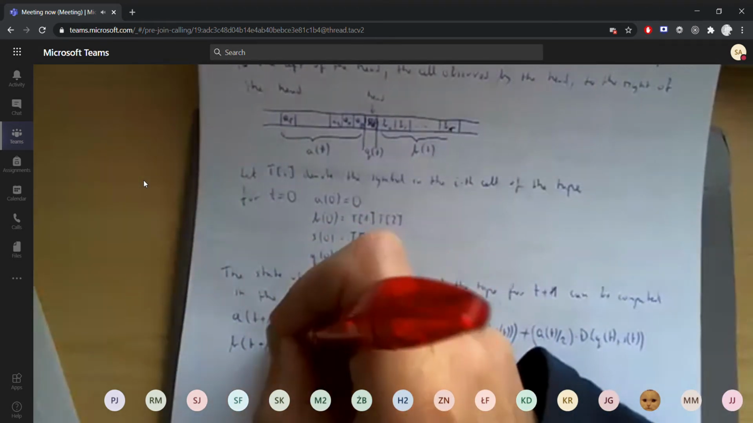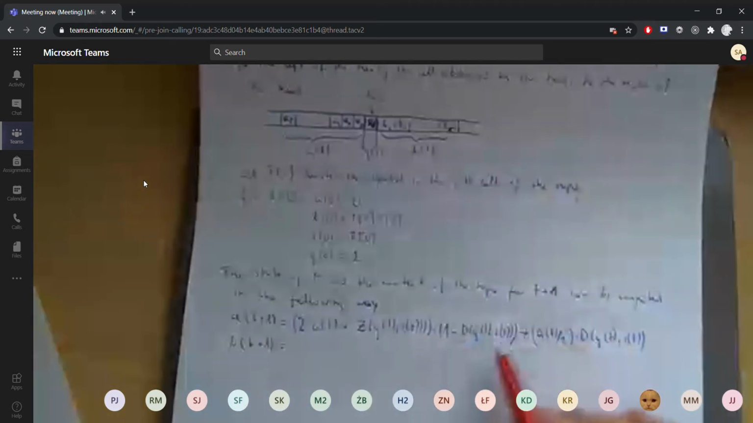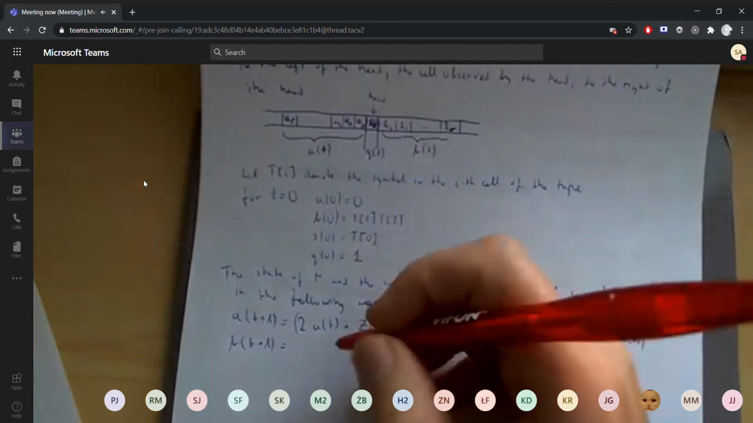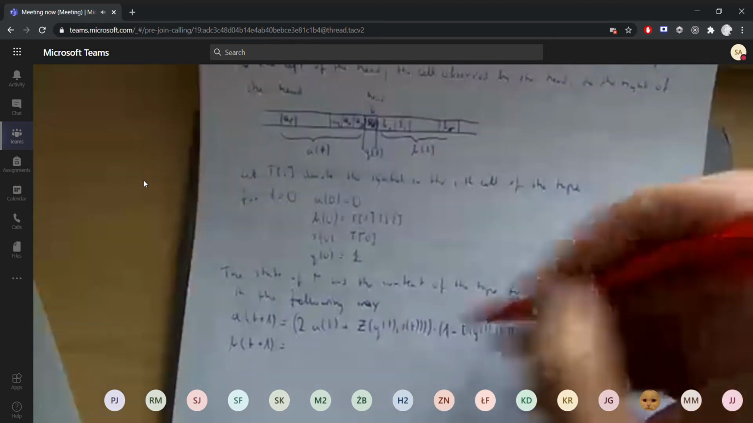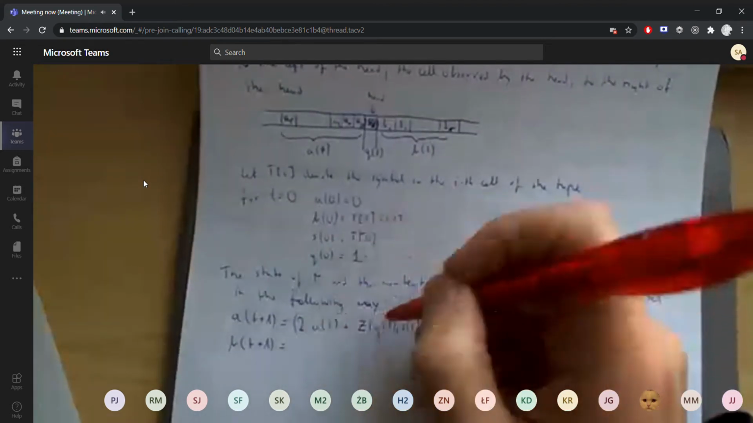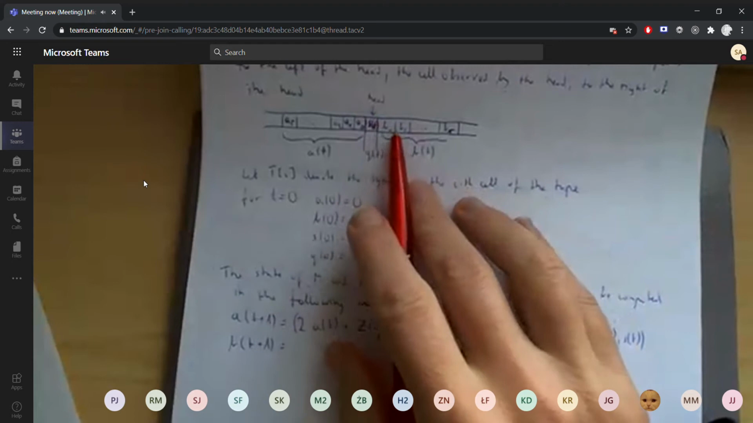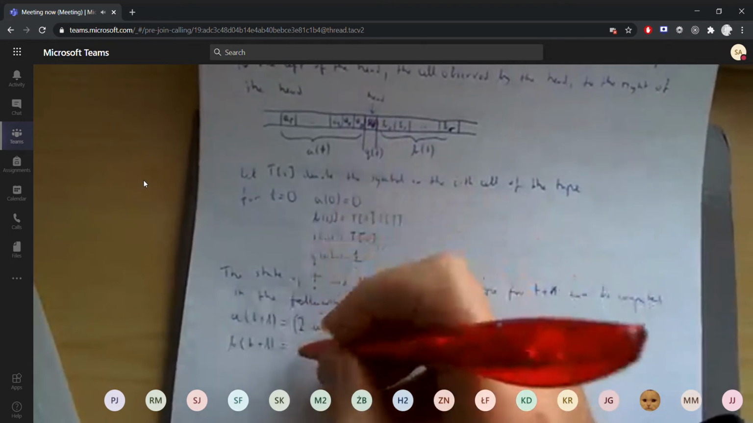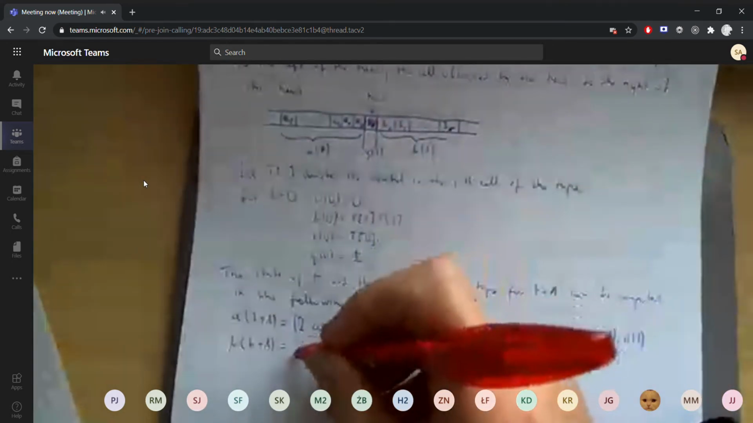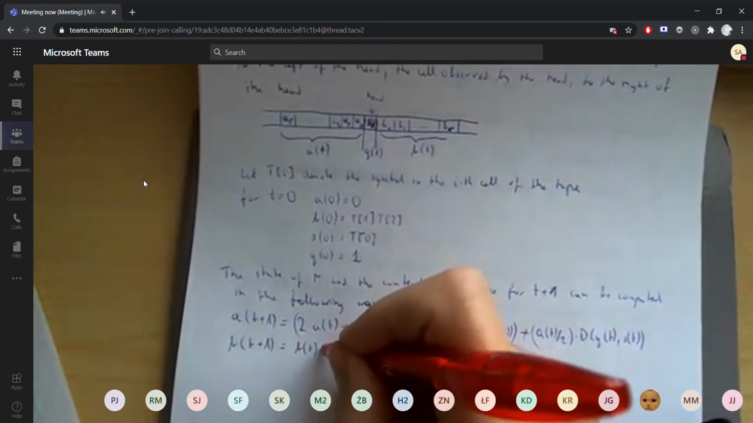We have two cases, whether the head moves to the left or to the right. So this is the same, but the other way around. So if the head moves to the right, we want to delete this B0. So we divide B by 2.